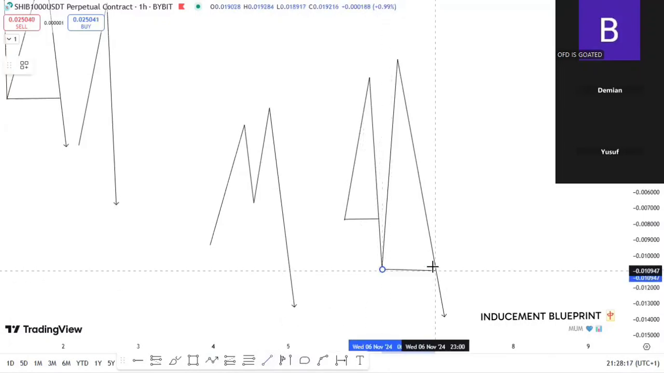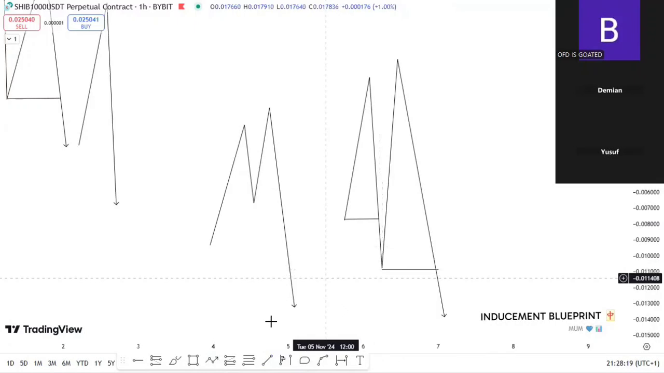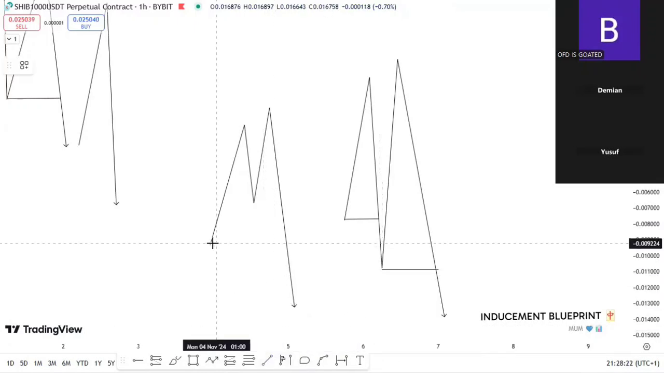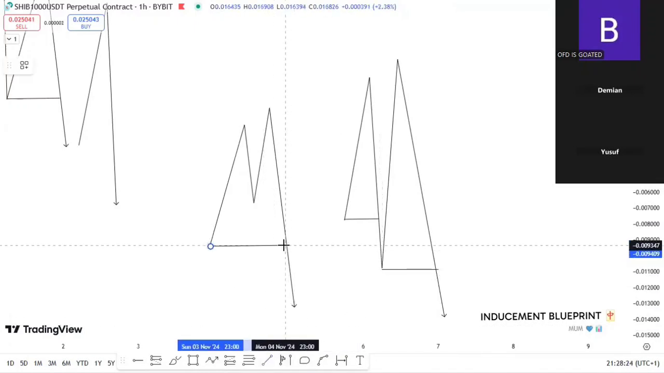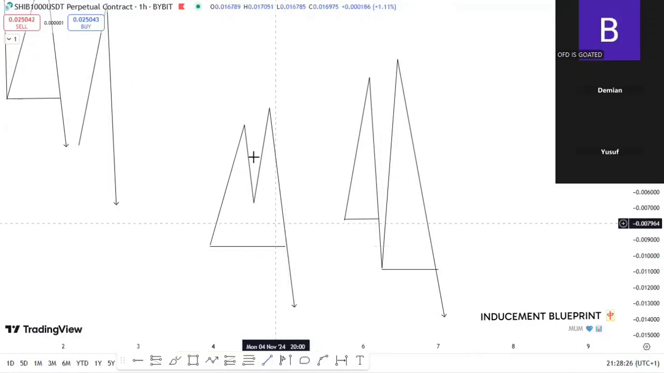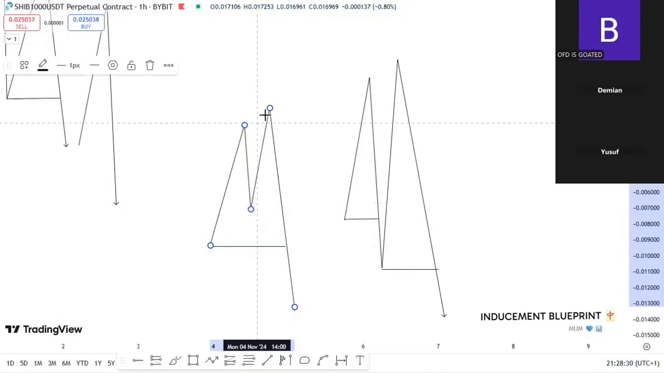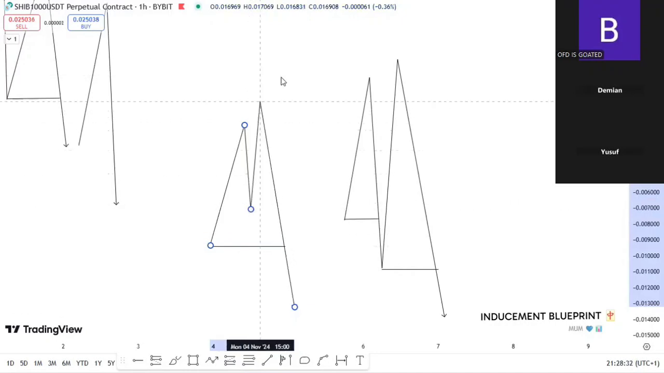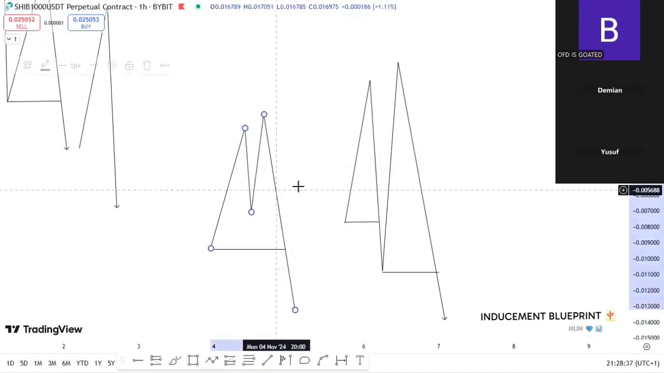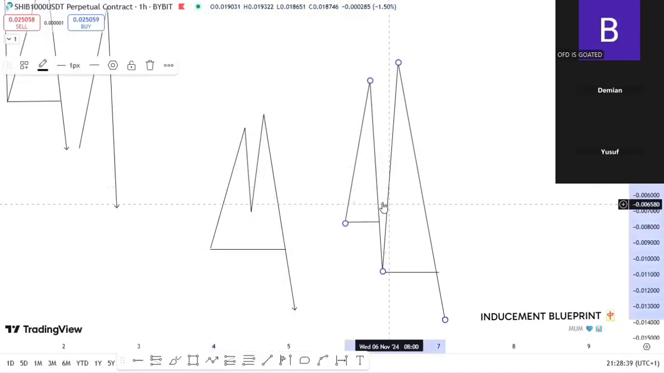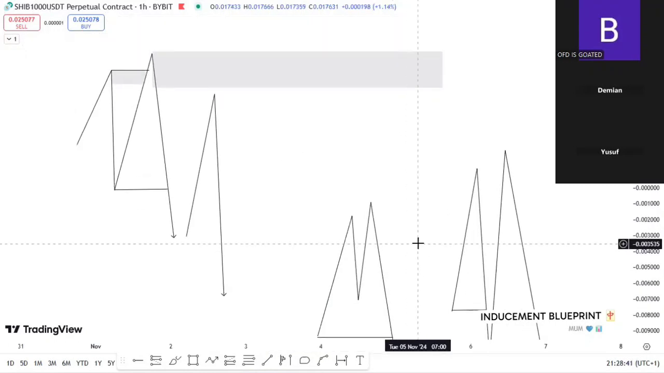Whereas the engineering liquidity or inducement does not break the structure. It will just form a high and then pull back without breaking structure, and then it will form another high that will take out this one, and then the whole move will be to the downside. So this one is called the engineering liquidity, while this other one is the normal liquidity or inducement.